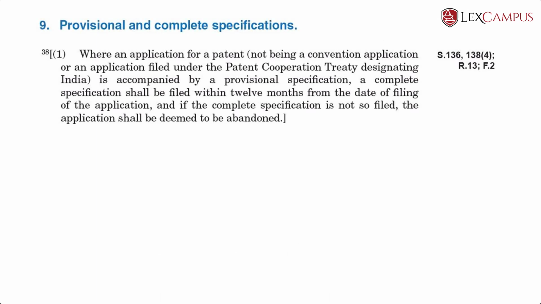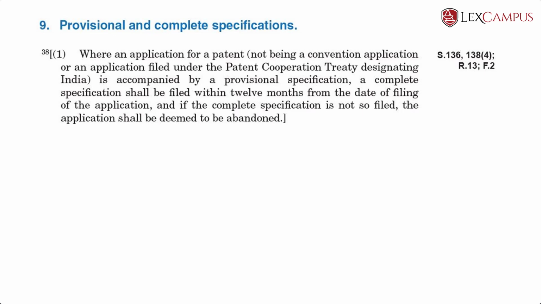Now, section 9(1) tells that where an application for a patent, not being a convention application or a PCT application, those are international applications, so this provision excludes international application, is accompanied by a provisional specification, a complete specification shall be filed within 12 months from the date of filing the application. So, it says if a provisional is filed, within 12 months a complete has to be filed, and if the complete is not filed, the application shall be deemed to be abandoned.